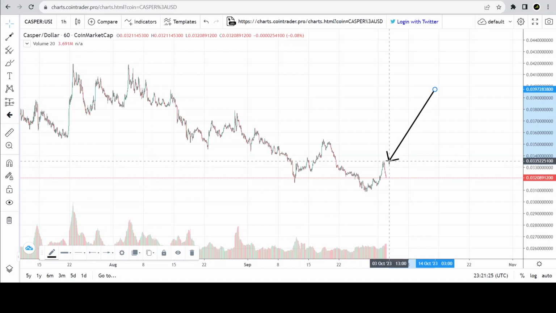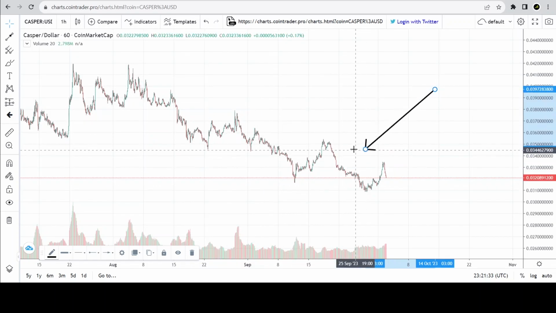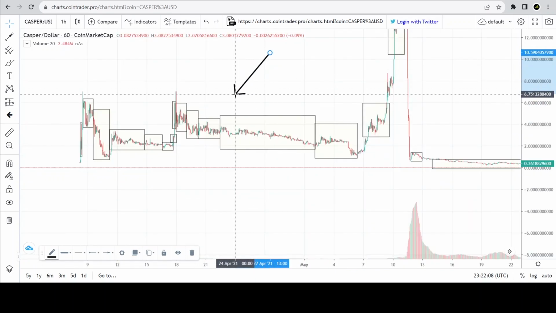Well, to answer that question, I would like to give some historical context as to what this structure is following. So I'm going to go back to the very beginning, because it is at the very beginning that we are pulling the fractals that Casper is currently following. Okay, so here we are back at the very beginning of the Casper chart.